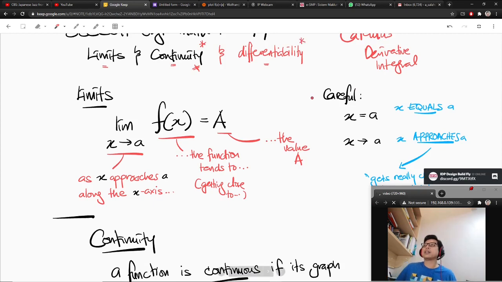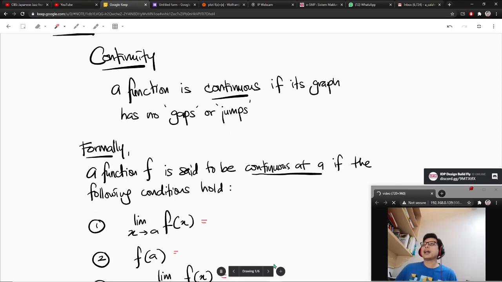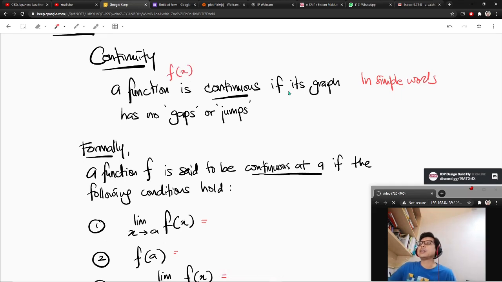New topics. Okay, continuity. So what is actually continuity? So if you can write this down, in simple words, you can write this down in your notes. In simple words, a function f(x) is continuous if the graph has no gaps or jumps. Okay, example, if you have a graph and then there is a gap here, and then we continue it here. So there's a gap here. Okay, there's a gap. So that means it's not continuous. There's a hole in there.